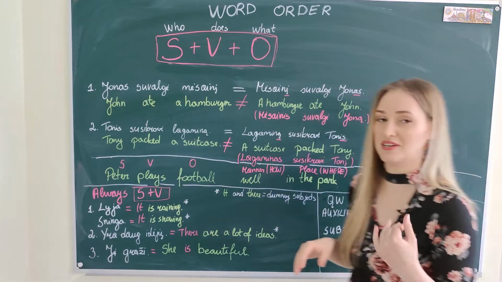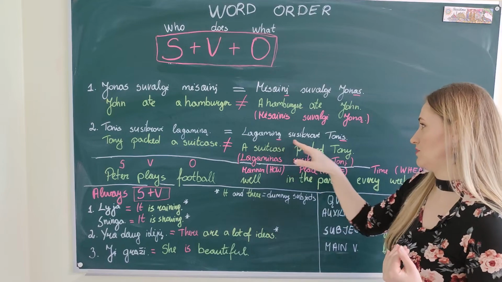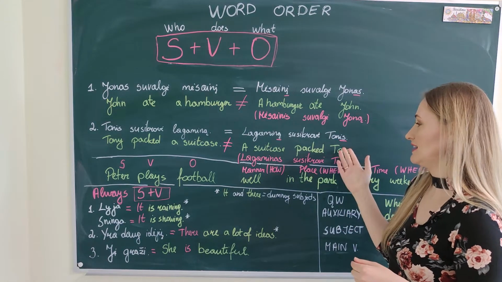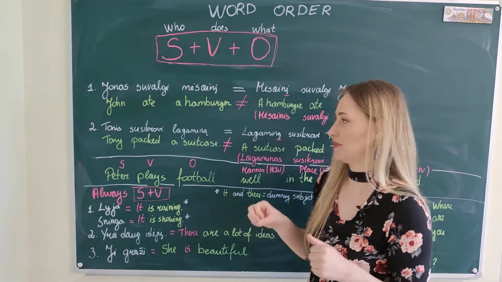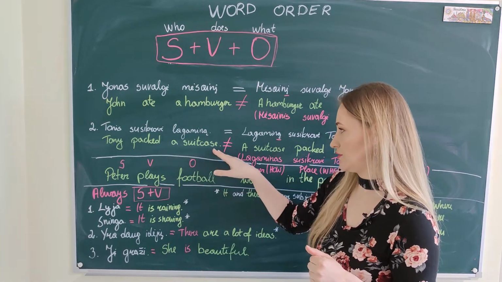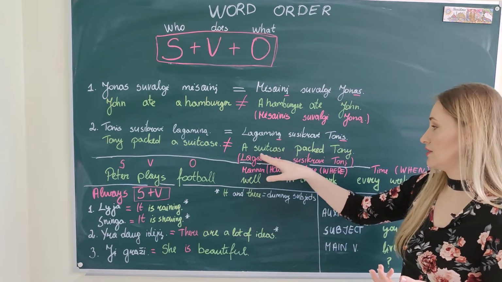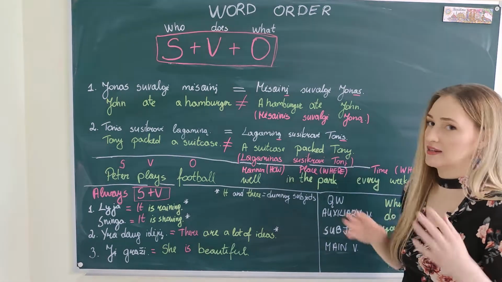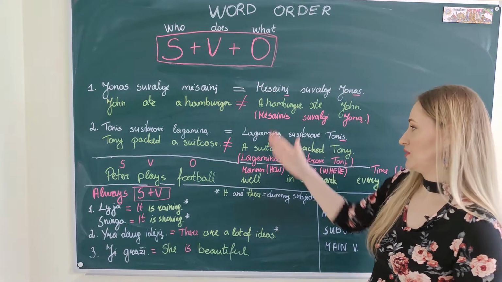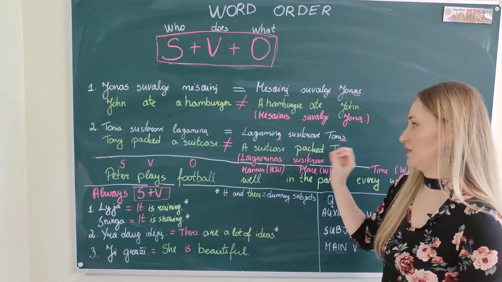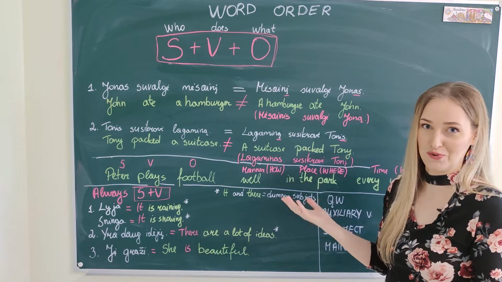Let's have a look at another example. Tonis susikrovė lagaminą in Lithuanian is the same as lagaminą susikrovė Tonis. Again, we have the word endings, so when we move words around, the meaning won't change. However, here, Tony packed a suitcase, that's the same as Tonis susikrovė lagaminą, and here, a suitcase packed Tony is completely different. Lagaminą susikrovė Tony. Again, we have a strict word order to indicate the relationships between the words, and to indicate who packed what or what packed who, right?